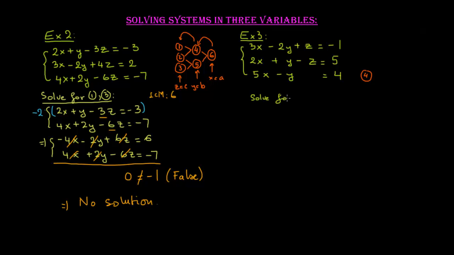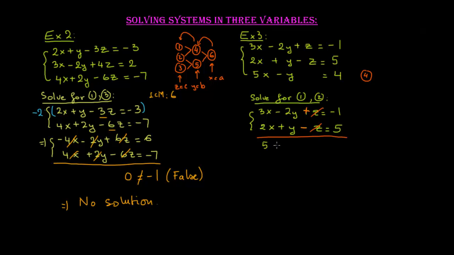Solve for equation 1 and 2. Then we have the following: 3x minus 2y plus z equal to negative 1, and 2x plus y minus z equal to 5. Since z already has the opposite coefficient, when we add them, z will be cancelled out, which leaves me with 5x minus y equals 4, and this one is my 5th equation. Then we solve 4 and 5 together.